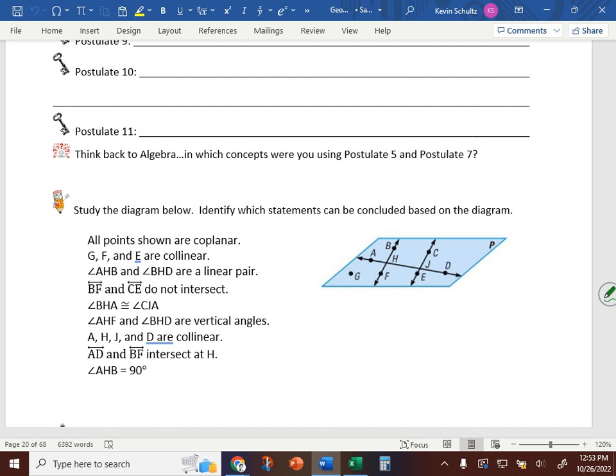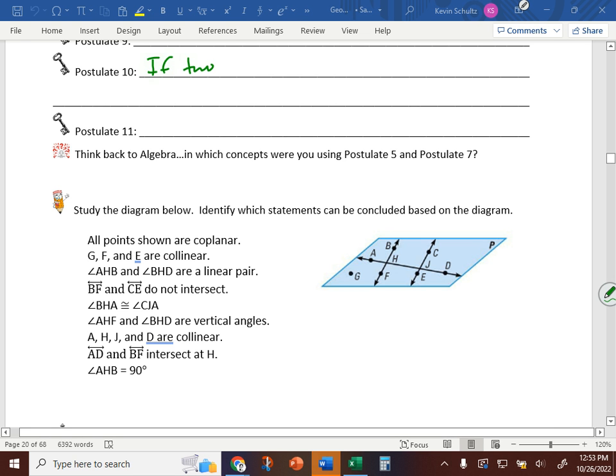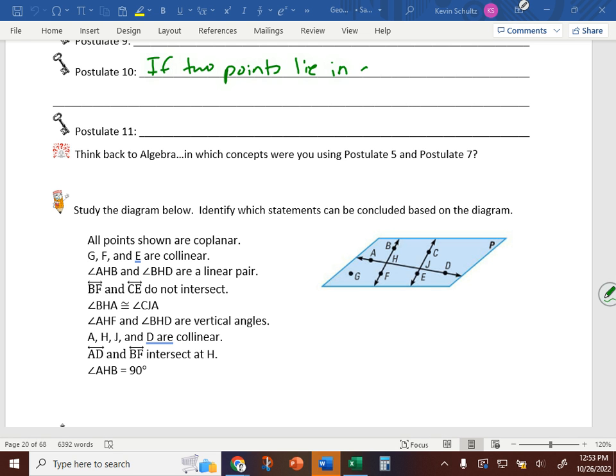Postulate number 10 says if 2 points lie in a plane, then the line containing them is also in the plane. If 2 points lie in a plane, the line containing them is also in the plane.